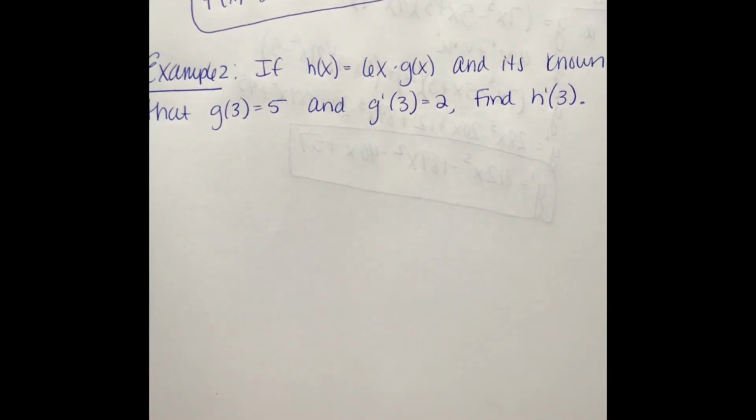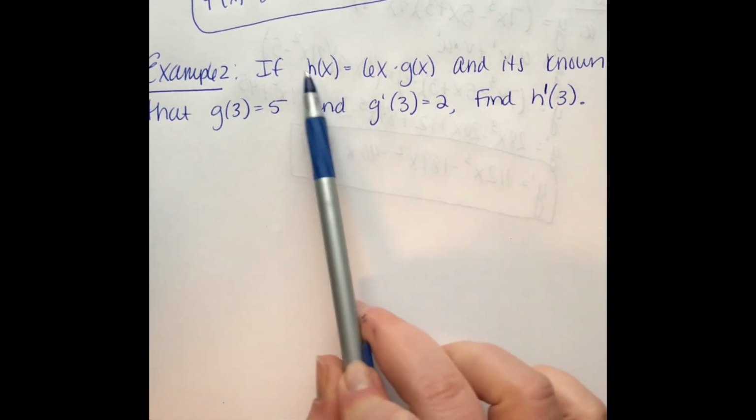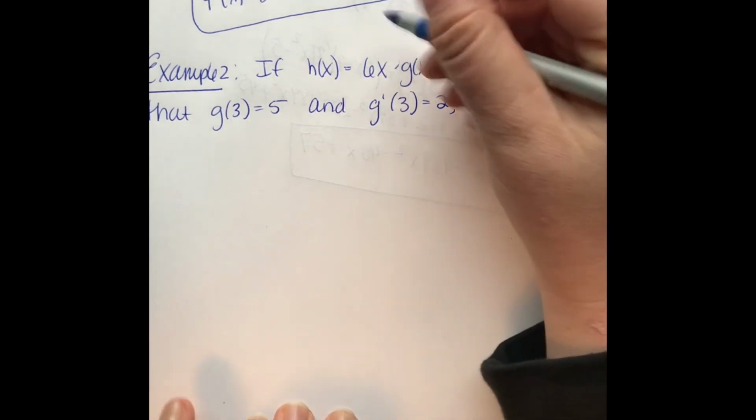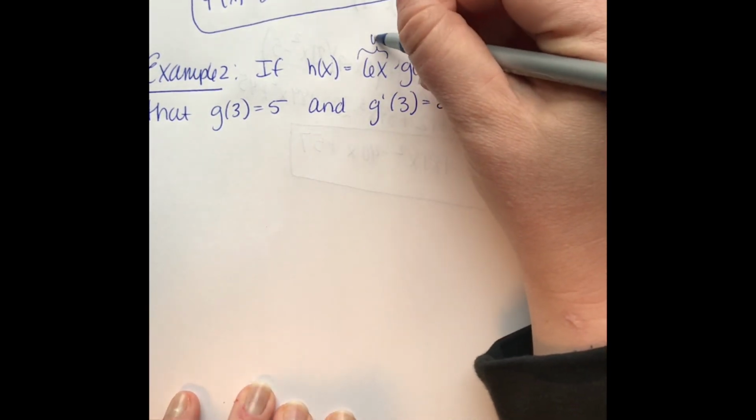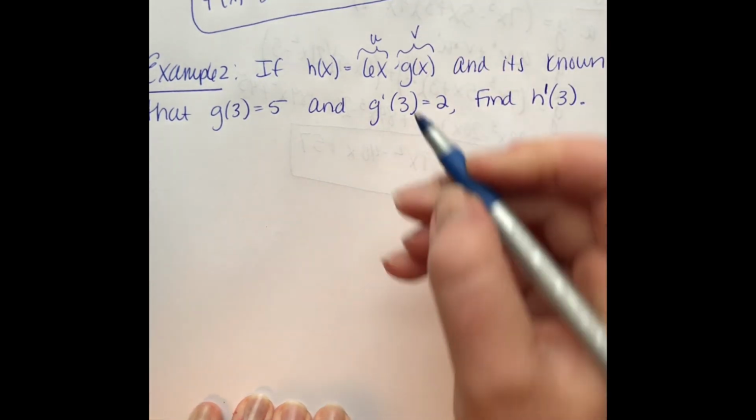All right, and our last example for today is example 2. If h of x is equal to 6x times g of x, and it's known that g of 3 is equal to 5 and g prime of 3 is equal to 2, we have to find h prime of 3. So meaning we have to find the derivative of h and then plug 3 in it. So if this is our function, again, it's the product. So this 6x is going to be u. This g of x is going to be v. We're going to use the product rule.